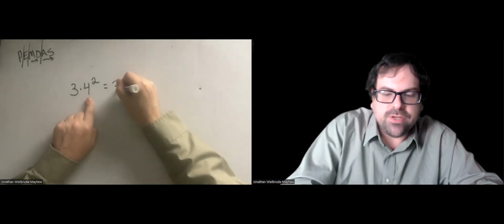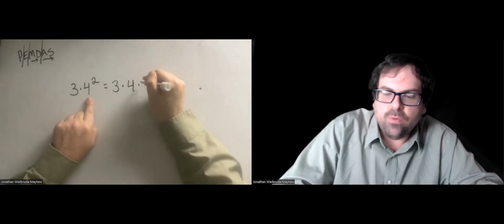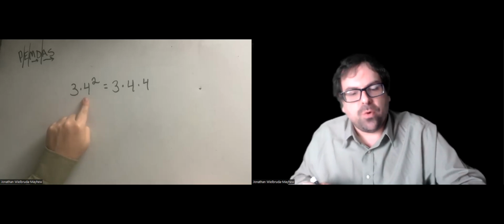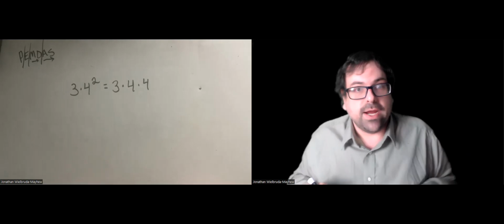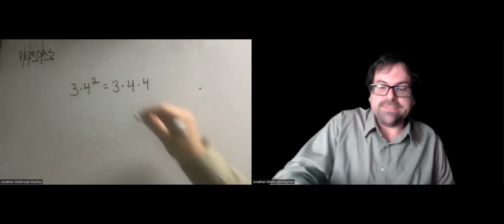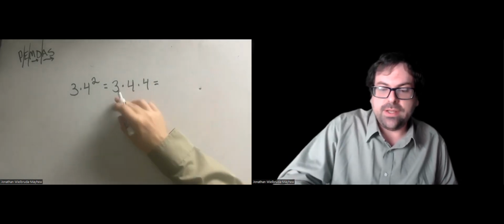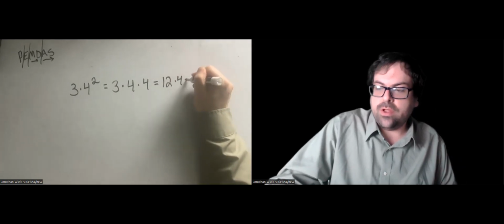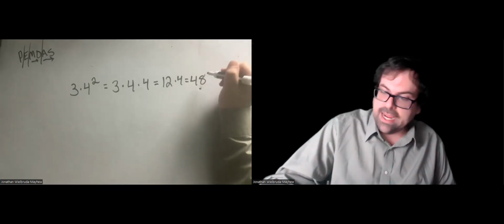Leave the rest alone. So we have 3 times 4 squared. That's 3 times 4 times 4. This is not 3 times 4 equals 12 and then 12 squared. Let's finish this off. It's all multiplication, so left to right as we come to it. 3 times 4 is 12. 12 times 4 is 48.